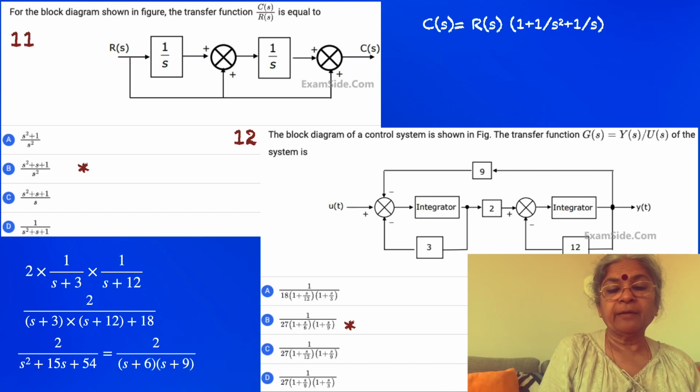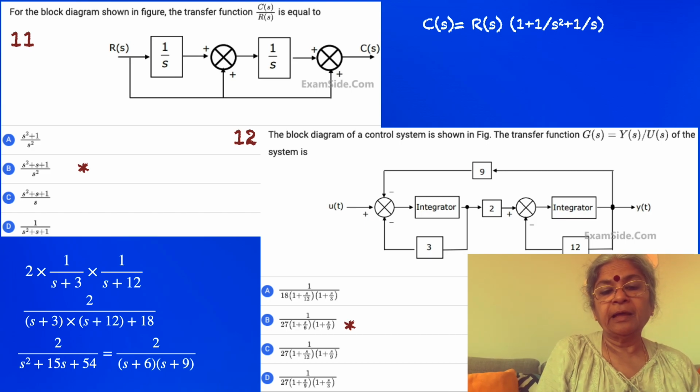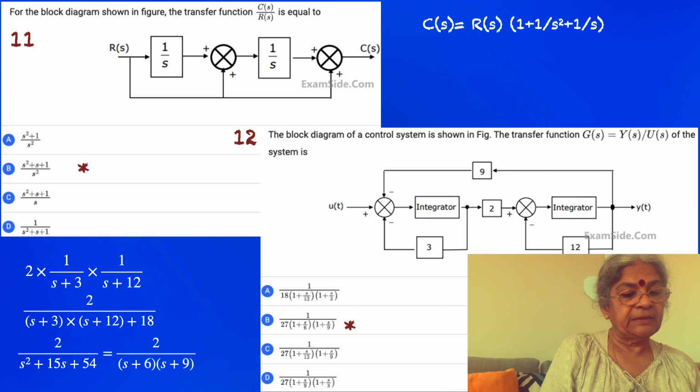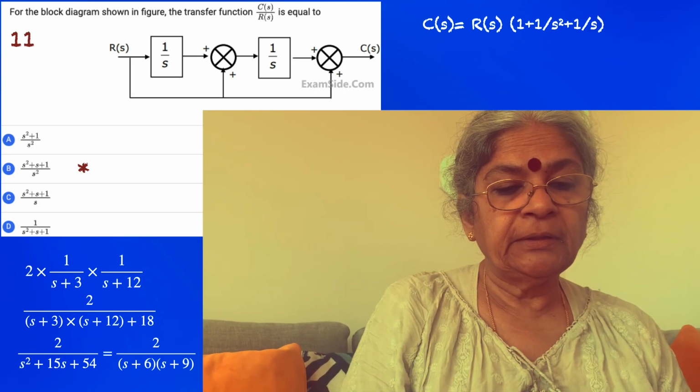Okay, so now the denominator will have S square, and the numerator will have 1 plus S plus S square. So option B is right. Okay, so let's move to the 12th problem.